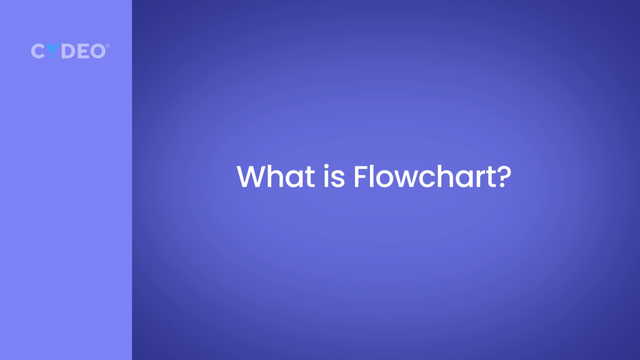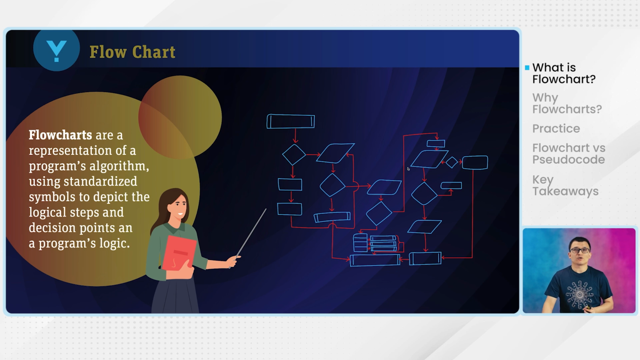First of all, what is a flowchart? Okay, so the flowcharts, they are basically the graphical representations of a program's algorithm. The pseudocodes are the textual representation of the program's algorithm, while the flowcharts are the graphical representations of the program's algorithm. Okay, and why should we use this graphical representation of a program's algorithm? The flowcharts use different shapes and arrows to illustrate the sequence of steps and decision points within the system.